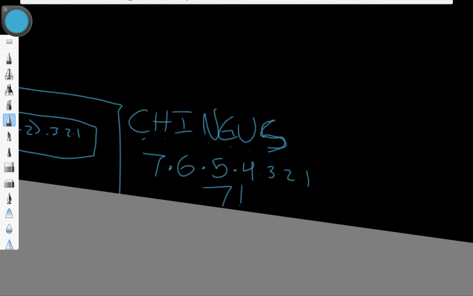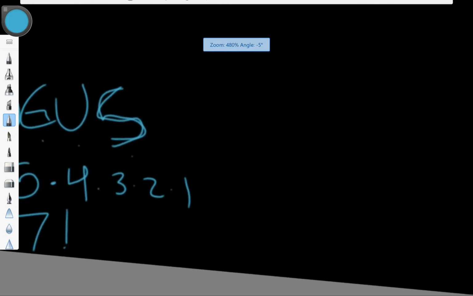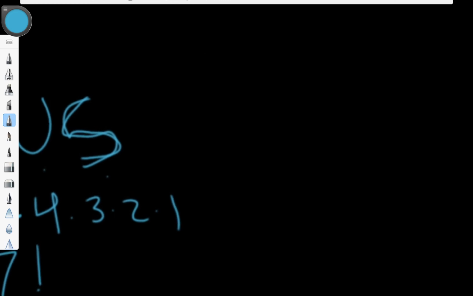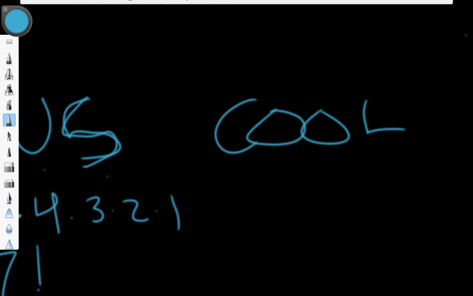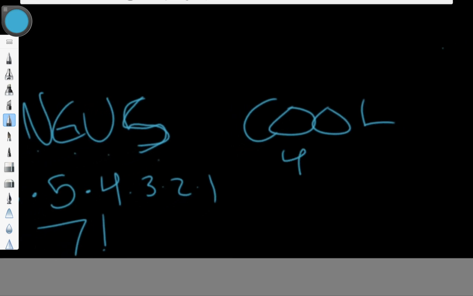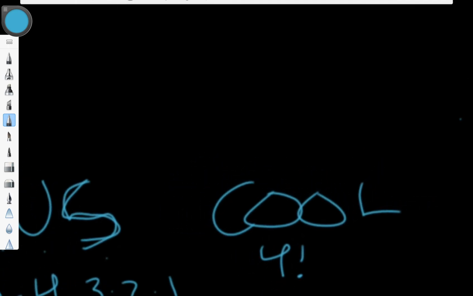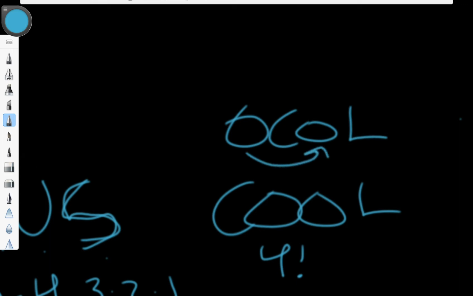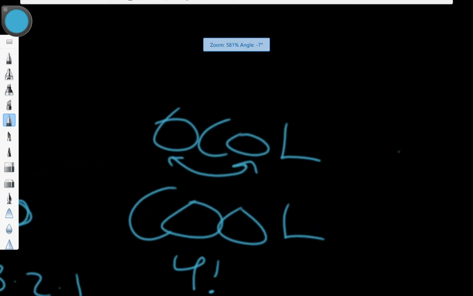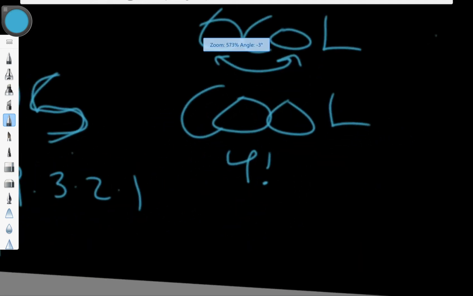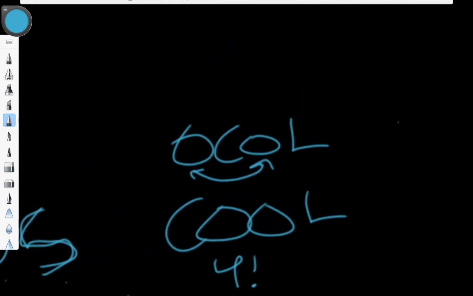Let's say I want to arrange the letters in "cool," right? You think it's 4 factorial. However, let's think about this, right? If one of our arrangements is OCOL, if I flip these two O's around, it's not going to change anything. It's still going to be OCOL. However, I've flipped them, and this is counted twice. OCOL is counted twice, right?